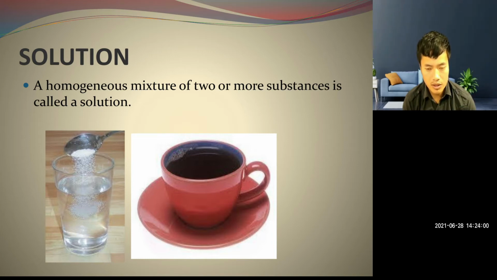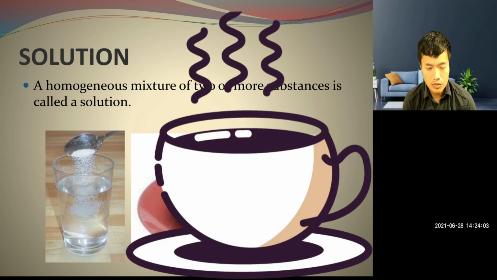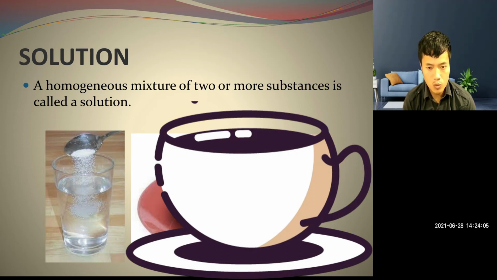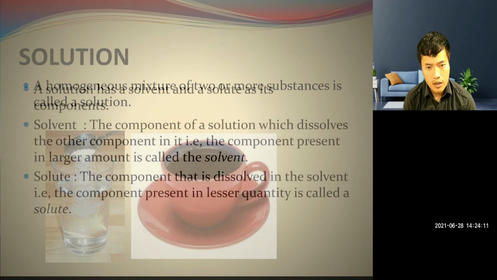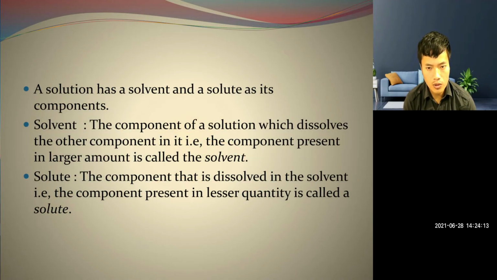And another example is tea. It is made from tea leaves and sugar and water, but they become one. These types of mixture are known as solution. A solution has a solvent and a solute as its components. When we say a solution, it is a homogeneous mixture, and this solution has two components. They are solvent and solute.